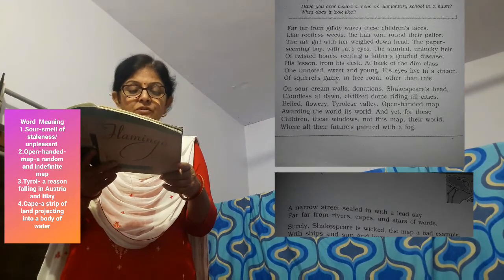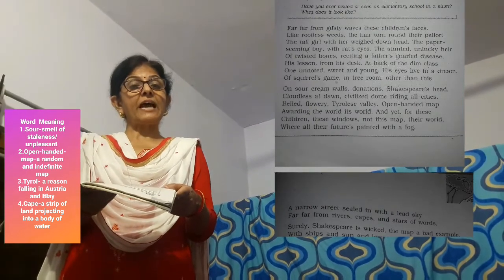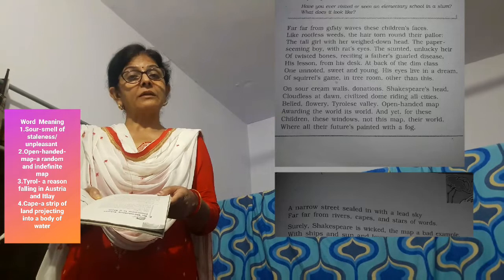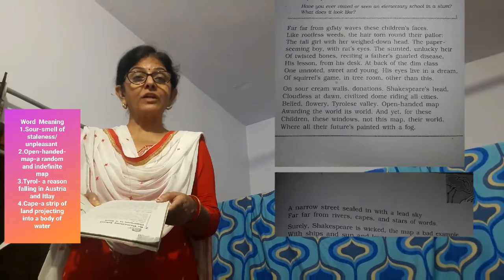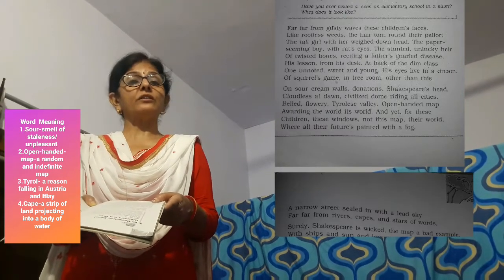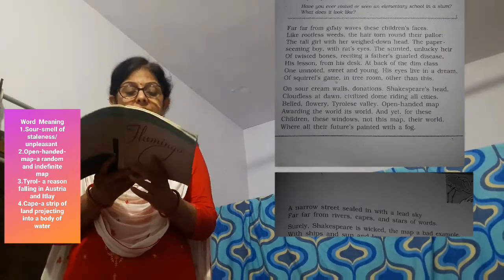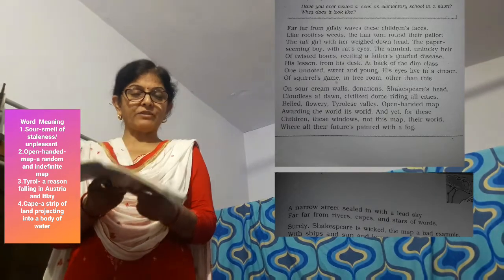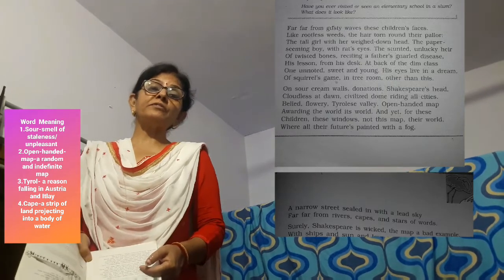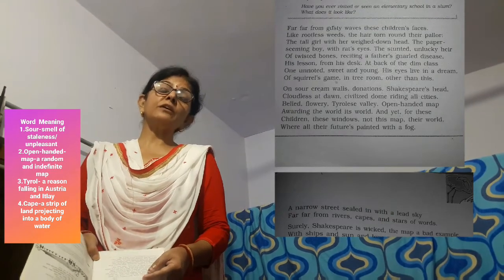For these children, these windows, not this map, their world. So for the children of the slum, only the narrow street which they could see through the window was their world. The map which was hanging on the wall, which was showing the continents and cities and countries of the world, was not their real world. Where all their futures painted with a fog. Their future was painted with a fog. Means they were uncertain about their future. They didn't know what they had to do in the future.